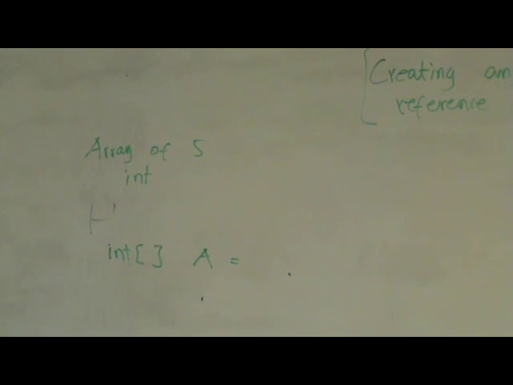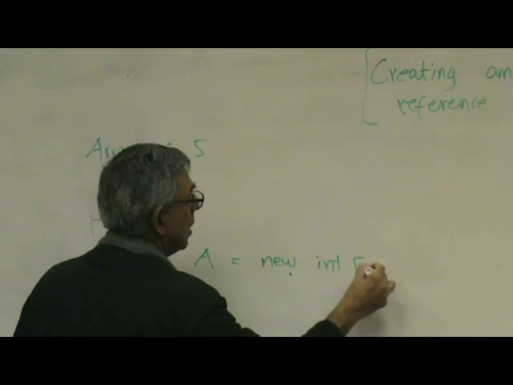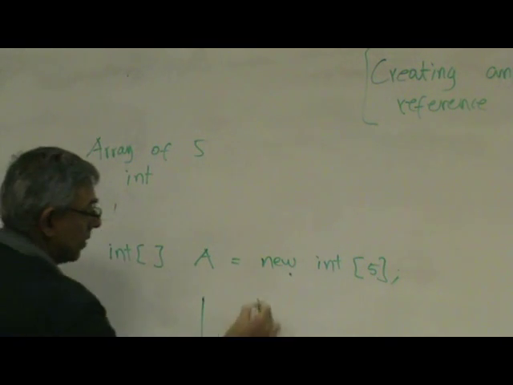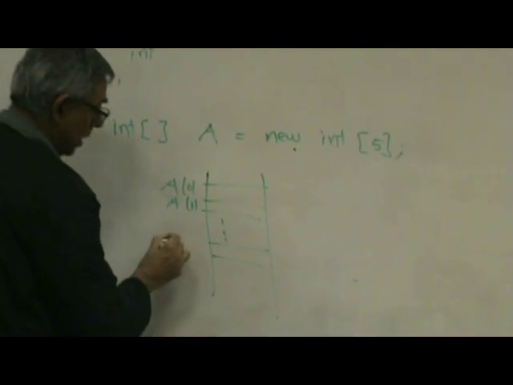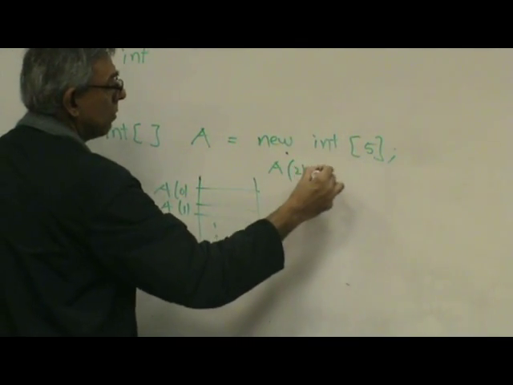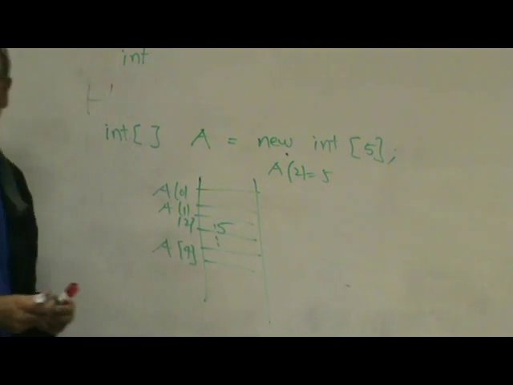Because arrays are reference types, the memory for the array has to come from the heap, right? So then you will say new int of 5 as an example, right? So right away it gives us 5 memory locations, A0, A1 through A4. Now it's easy, you can do A of 2 equal to 5. So in location 2, you'll be able to store 5, right?